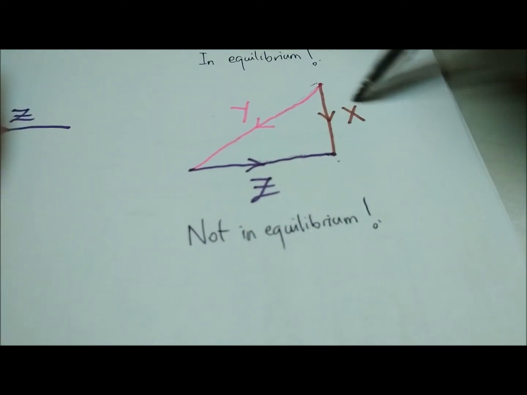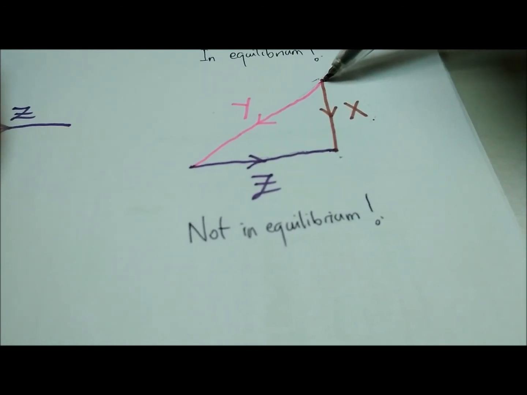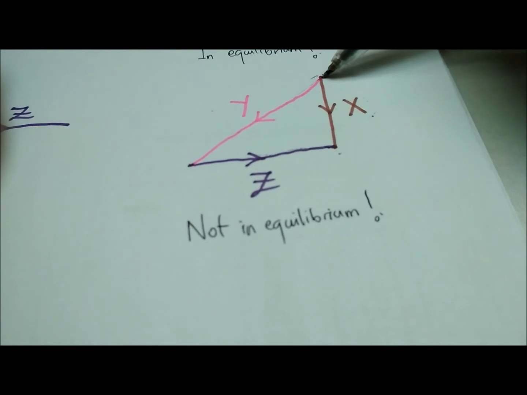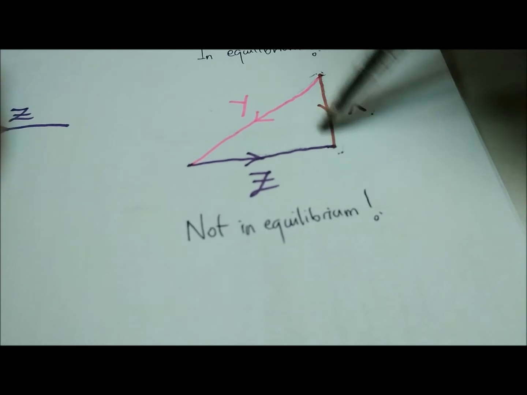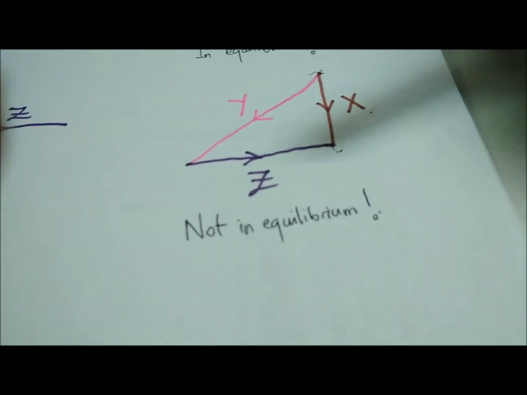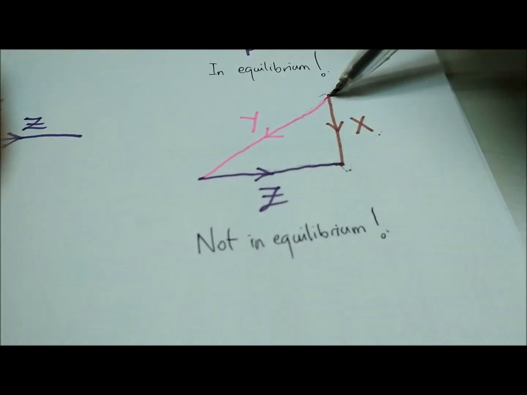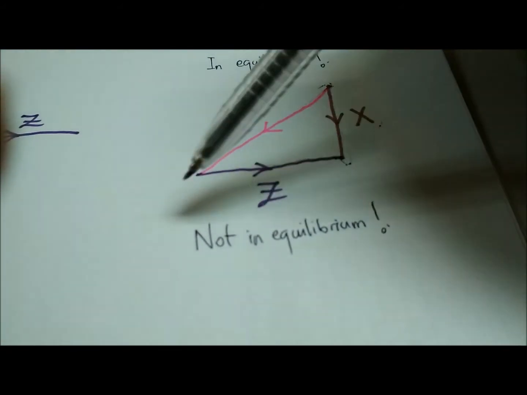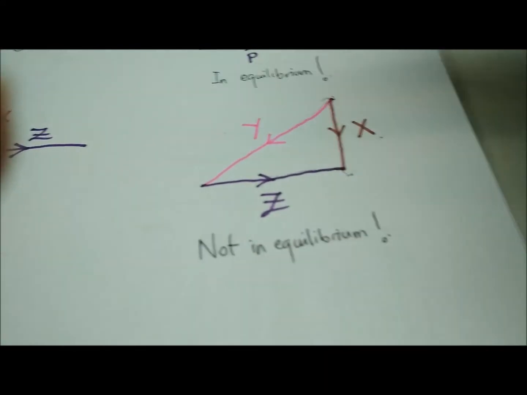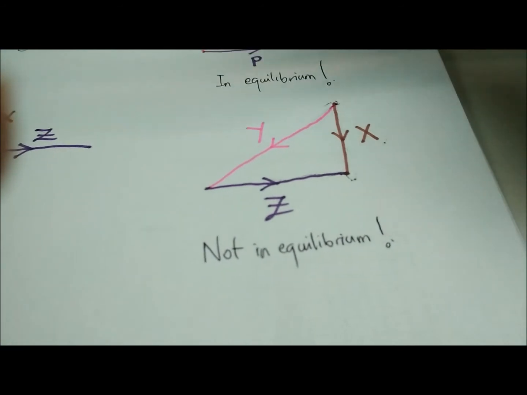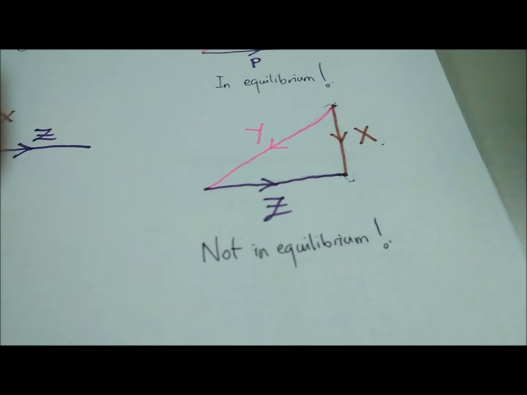However, force X moves from up, and it goes down. So this one shows another direction. So there are two directions involved here, direction 1 and then direction 2. They are not moving in one direction. So if there is more than one direction, it means that it is not in equilibrium.